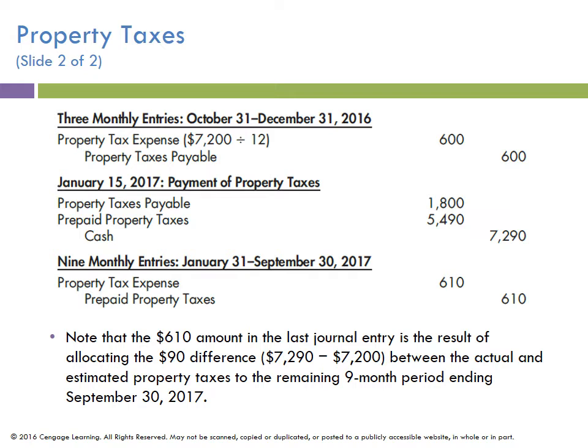There was a difference, as noted below, of $90 between the actual and estimated taxes, and that happens sometimes. The point is that you create an estimate and you record property tax expense in the proper year. And this is showing you how it should be recorded.